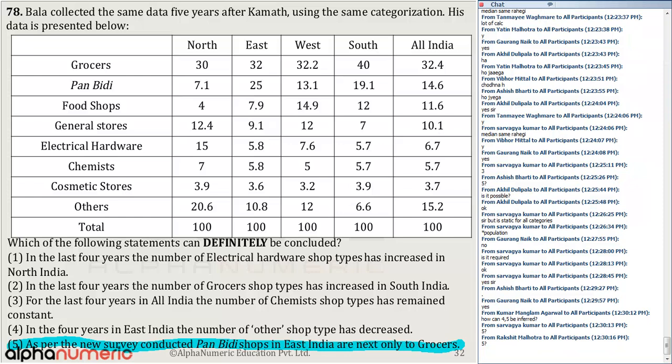Theek hai, which says, which of the following statements can definitely be concluded? As per the new survey conducted, Pan Biri shops in East India are next only to Grofers. That's right. Perfectly right. 32 ke baad fir ye 25 na. So this can be, ye to kar sakte ho. I think ye data kuch isse missing to nahi hai na. Nahi, theek hai.